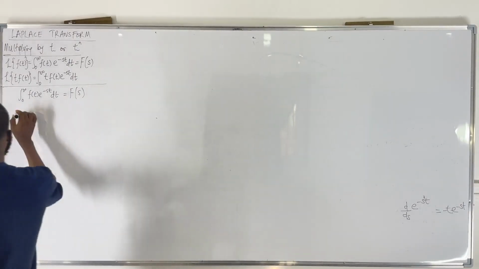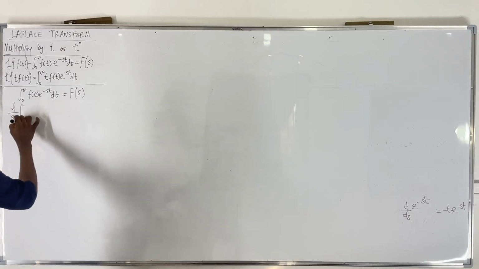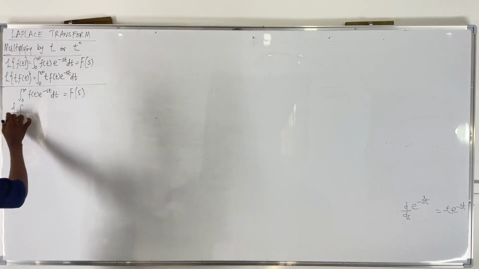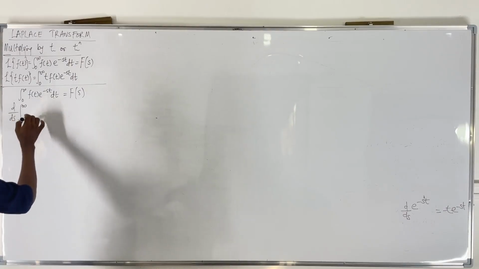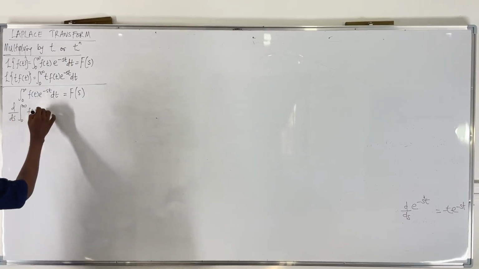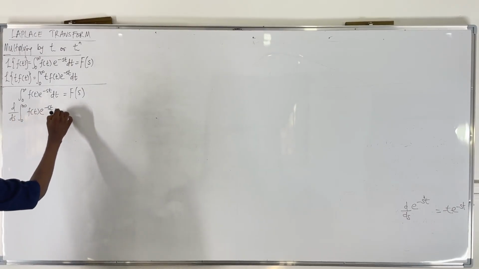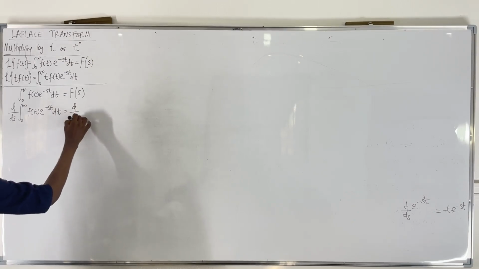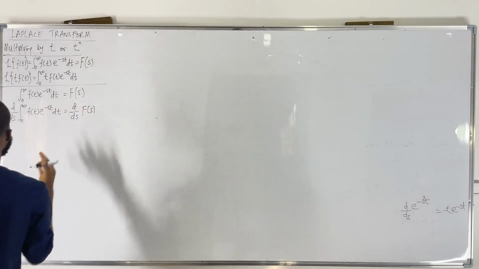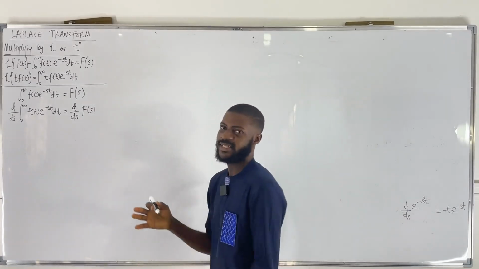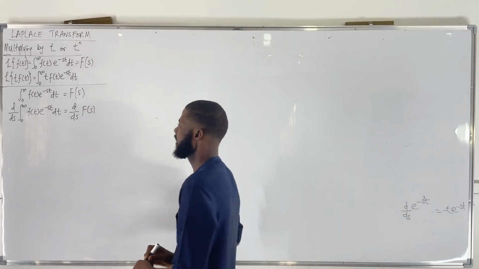So this will become d/ds of the integral from 0 to infinity of f of t e to negative st dt equal d/ds of F of s. Yep, I can do this. Math is sweet.